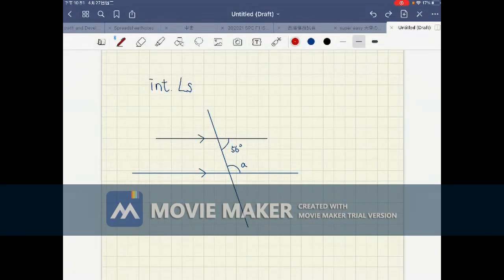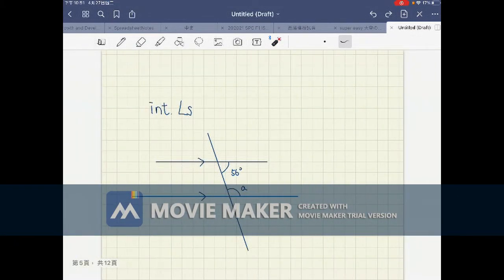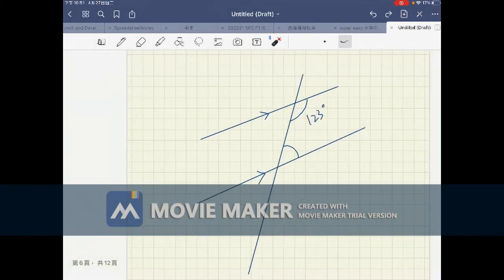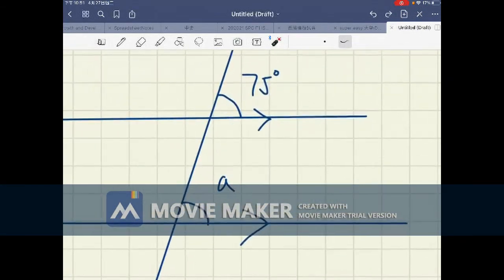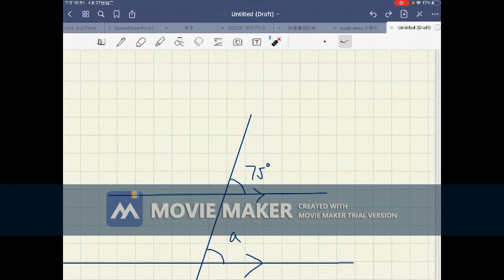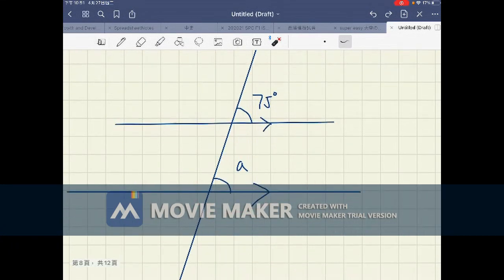Now, for interior angles, we need to first know about corresponding angles. So I shall teach corresponding angles first. For corresponding angles, suppose this angle is 75 degrees. Angle A will also be 75 degrees.